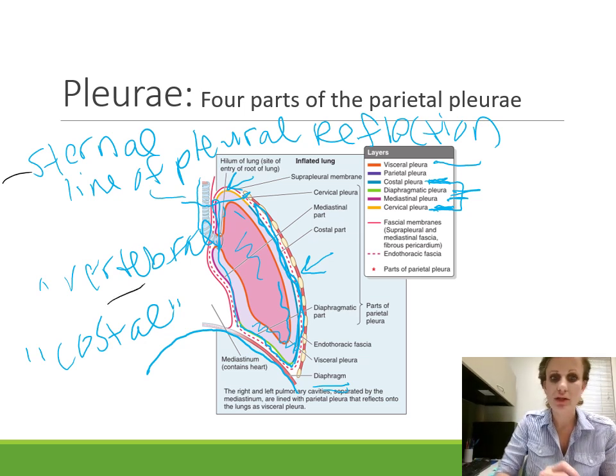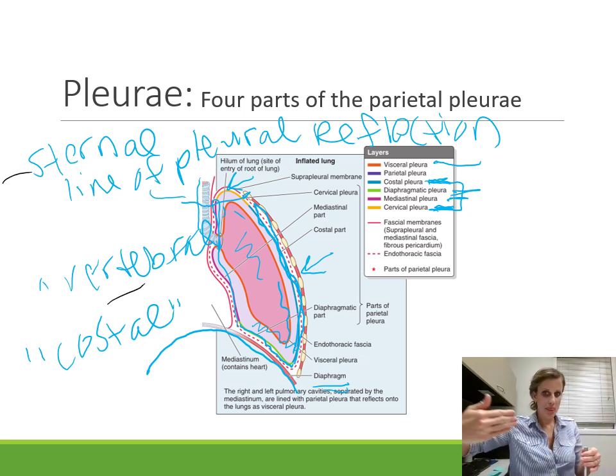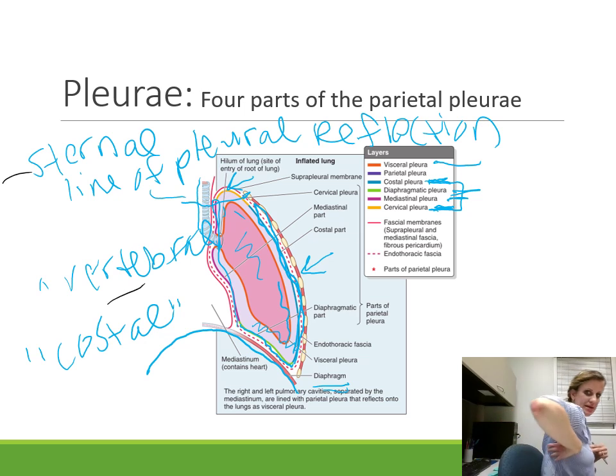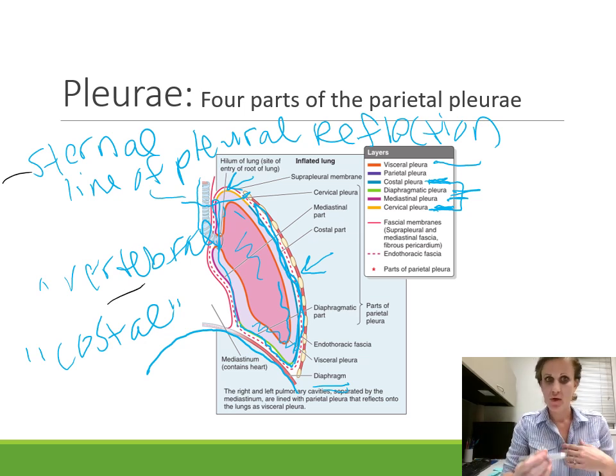The vertebral line of pleural reflection is in the back. That makes sense. That's where the vertebrae are. So the vertebral line of pleural reflection refers to the area where the costal pleura in the back takes a sharp turn towards the front to become the mediastinal pleura. Okay, so again, around the back, we have the costal pleura, right? It's coming in and lining the back, and when it gets to the vertebrae, it's going to take a sharp turn forward to line the mediastinum. Okay, that sharp turn in the back is the vertebral line of pleural reflection.